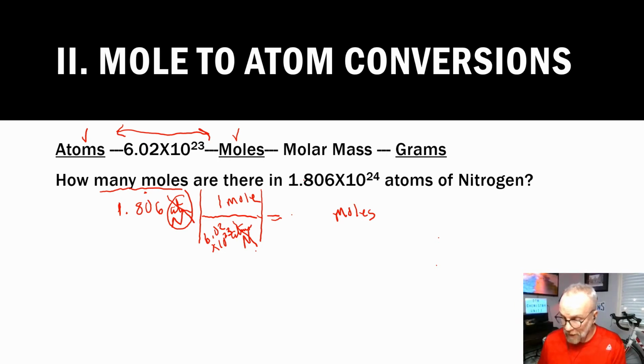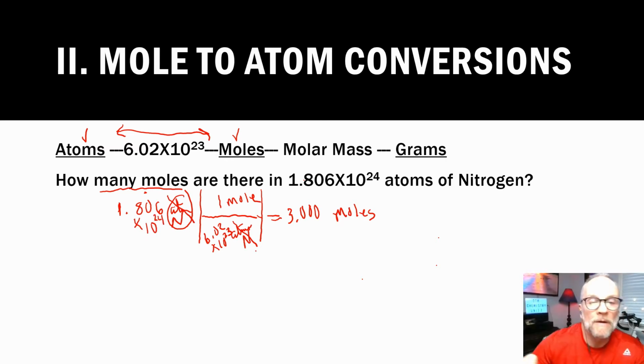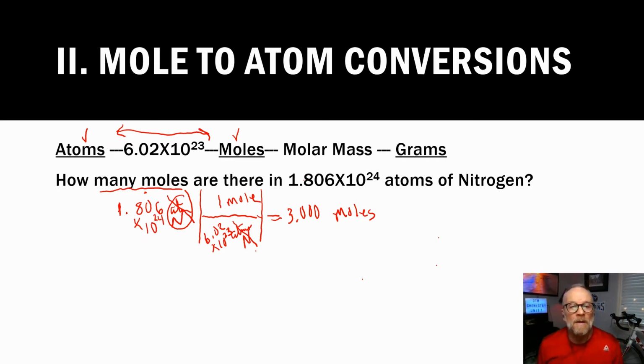Okay, and I get 3. So very good, right? So it's going to be 3.000, right? Of course, this is times 10 to the 24th. I neglected to put that down. Got a little excited about doing our first molar calculation.